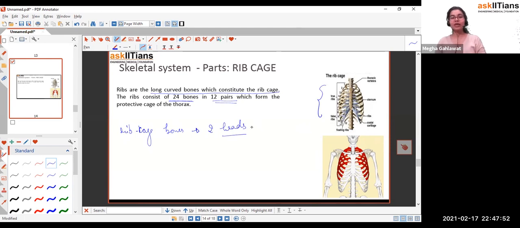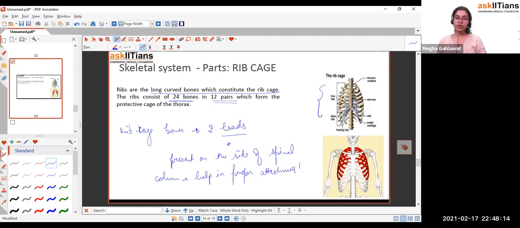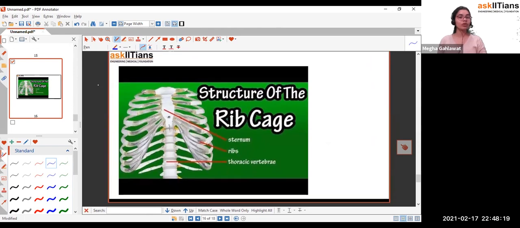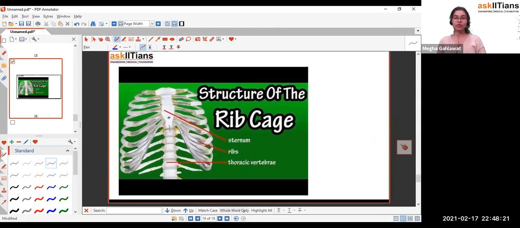So the two heads are present on the side of the spinal column, or the vertebra, and they help in proper attachment. Now that being said, we'll be moving forward to the limbs, but before the limbs we're going to move forward to the rib cage, and then we're going to watch a super cool video. All right, and then we'll move forward to the limbs.